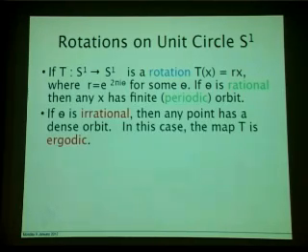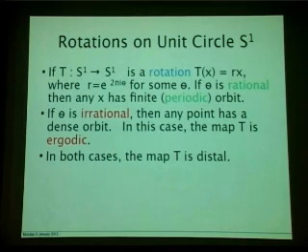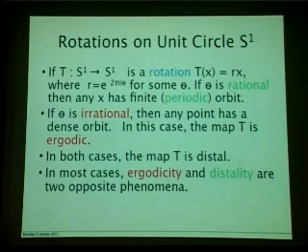So if theta is rational, then it is a finite or periodic orbit for any point x, because it is just shifted. If you are shifting, like say pi by 2, and when you take 2 pi, you will be back to the same point. And if theta is irrational, then any point has a dense orbit, and in this case the map T is ergodic. But in both these cases the map T is distal, because when you take 2 points, every time they are moved by a fixed angle, so the distance remains the same between those 2 points. The distance will not reduce and they will not merge.